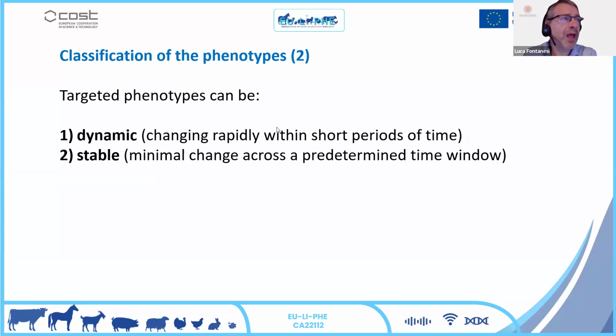Then there is also another level of classification. We can target phenotypes in some way. Phenotypes can be dynamic, can change rapidly within short periods of time in the animals, and the question is which is the most important time point at which we can get the information. Or they can be stable, that means minimal change across a predetermined time window. For example, stature of the animals, of course, can change, but not in a short time period.